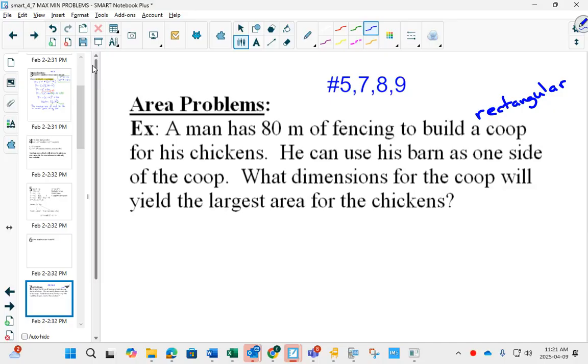It would be different if it was triangular. It would be different if it was a circle. Farmers like to make fences in straight lines. It's easier for them to work with. So he's going to make a rectangular coop off the side of his barn. So I'm going to give you a top view here. This is the top view of the barn.